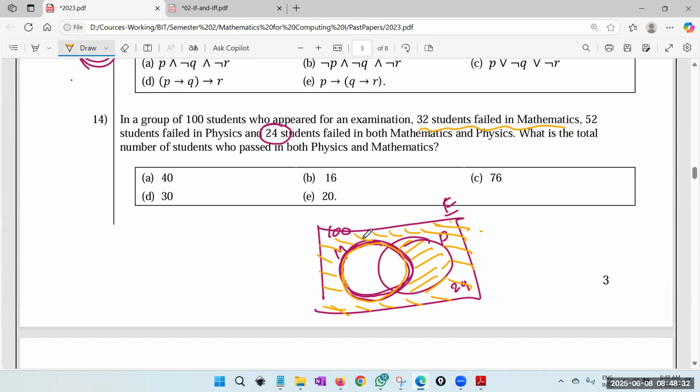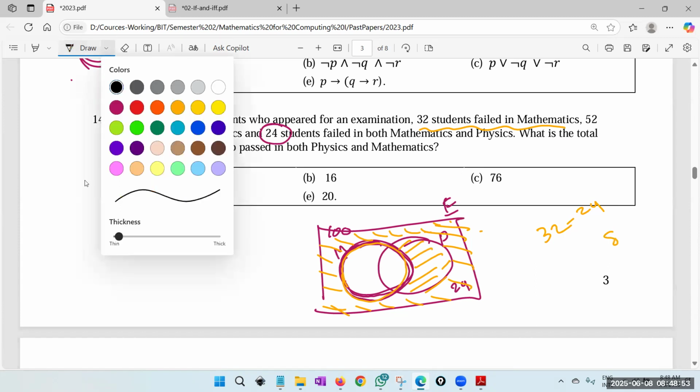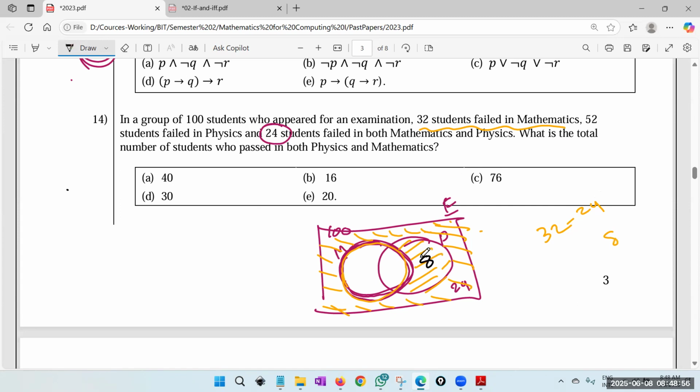Okay. So that is 32. But here we know that 24 is there. So then this must be 32 minus 24, right? 32 minus 24. 8. So therefore I'll go for 8 here. Is my logic correct? Right. So then if this is 8, this is 29. Now what is the question?